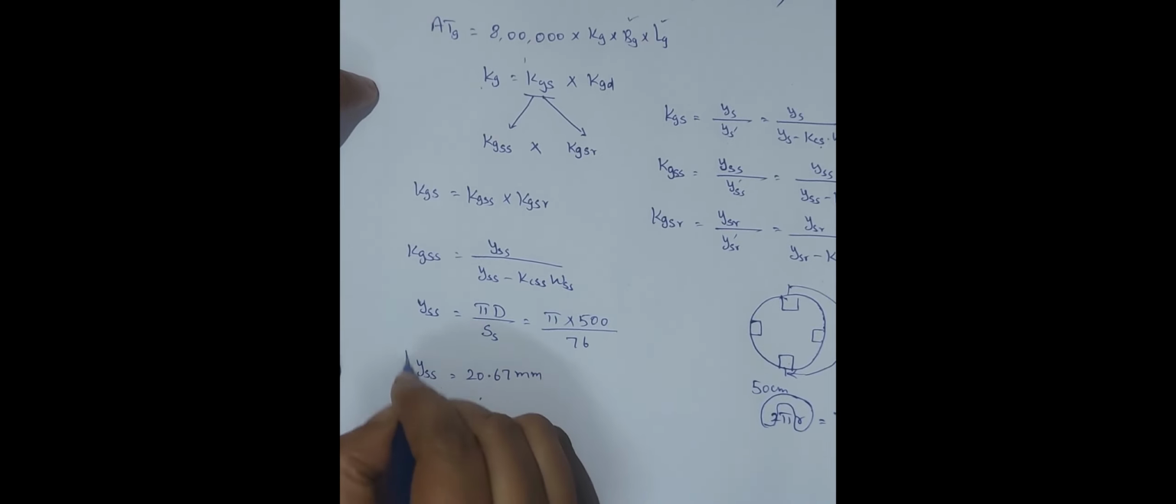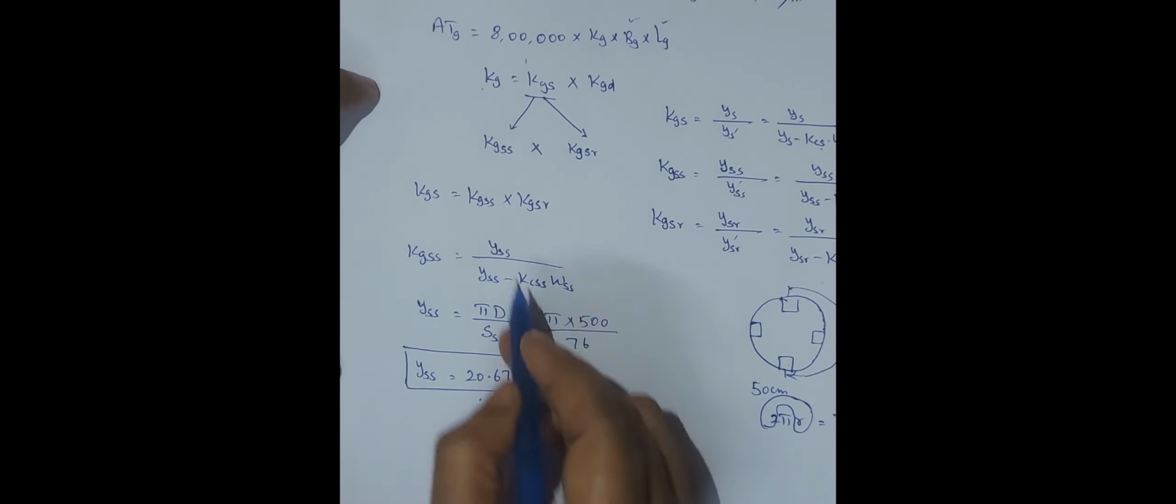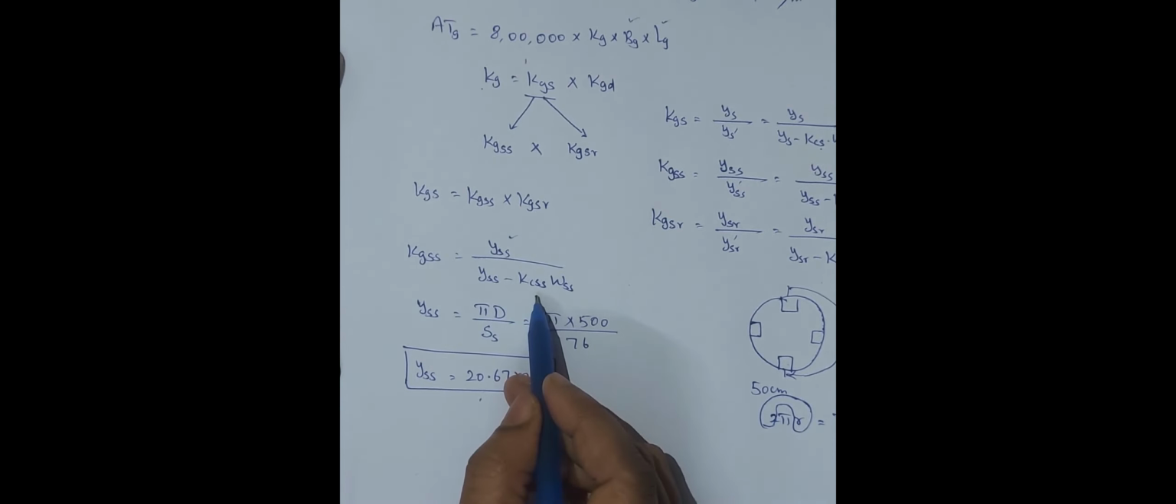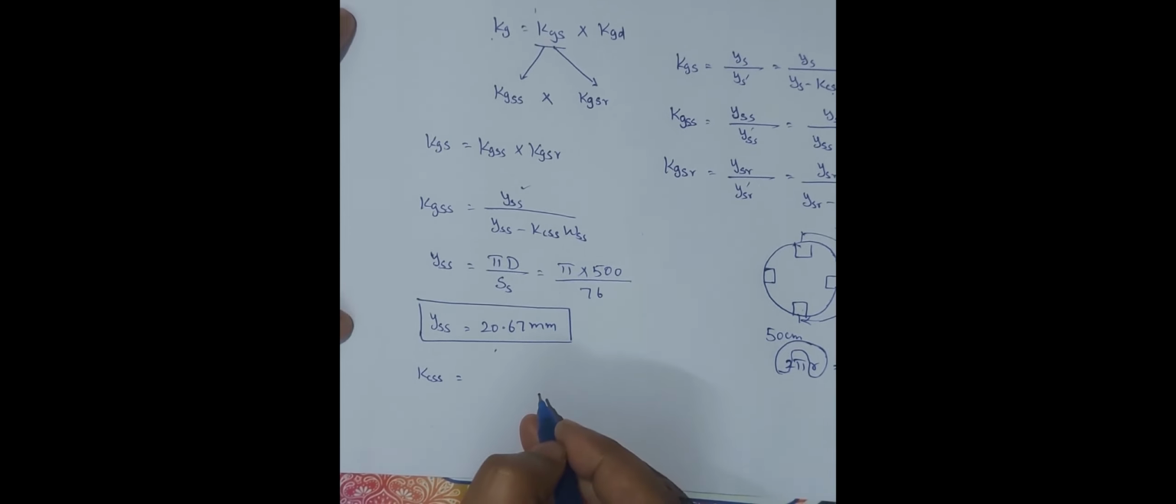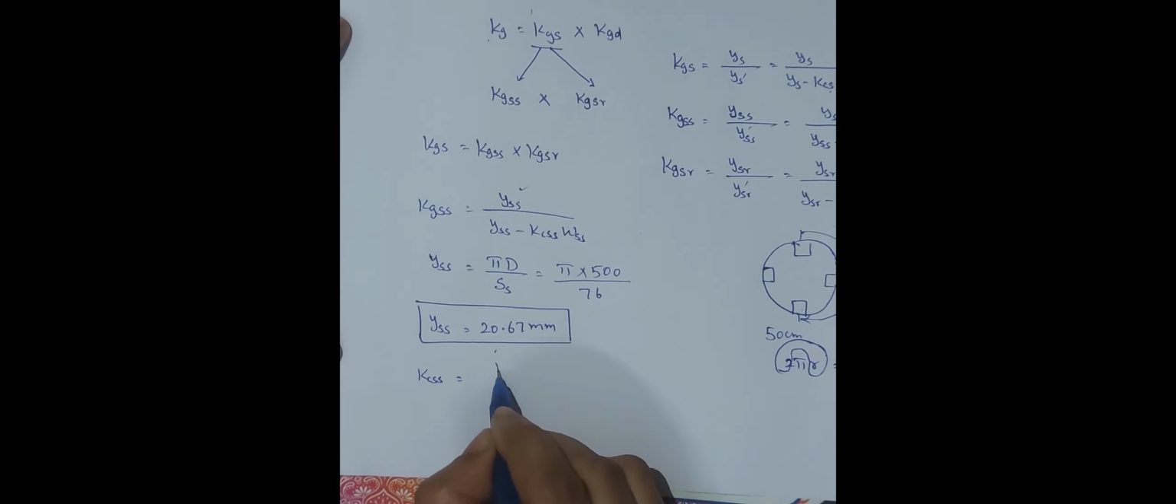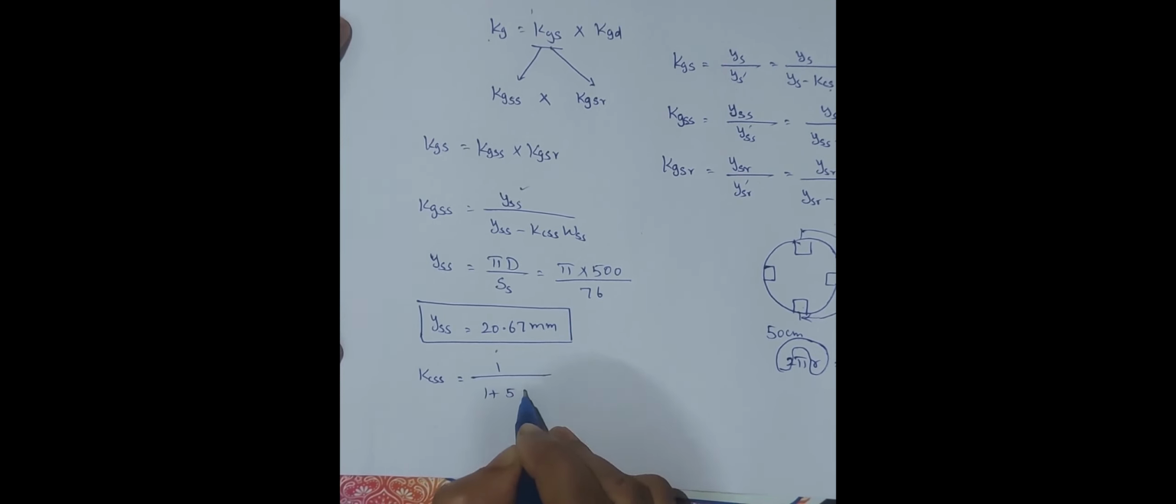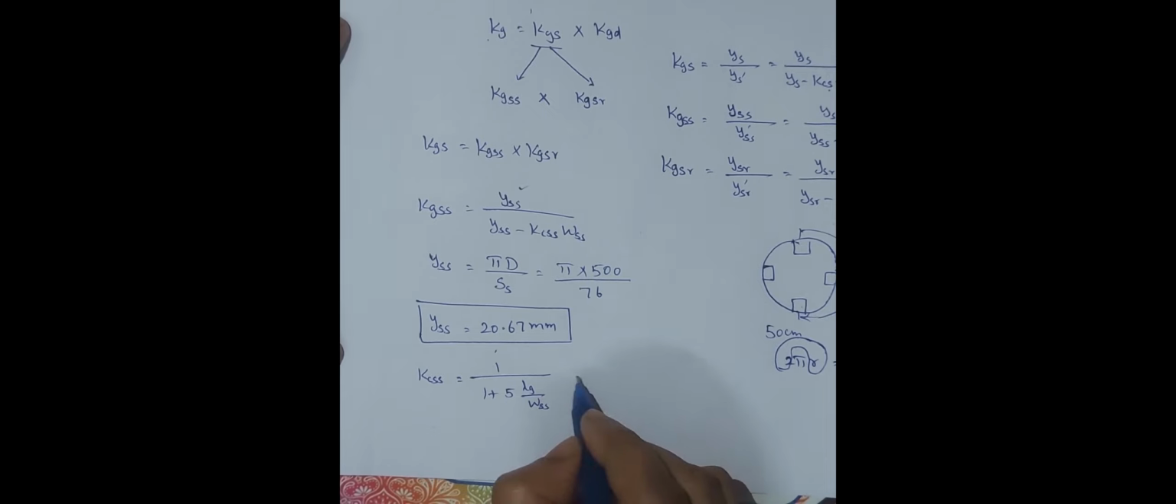20.67 mm. So we found KGS... we found YSS. Now we have to find out KCSS. What is KCSS? Carter's coefficient for stator slots. We know generally Carter's coefficient formula is 1 divided by 1 plus 5 LG divided by WSS, the width of the stator slot.